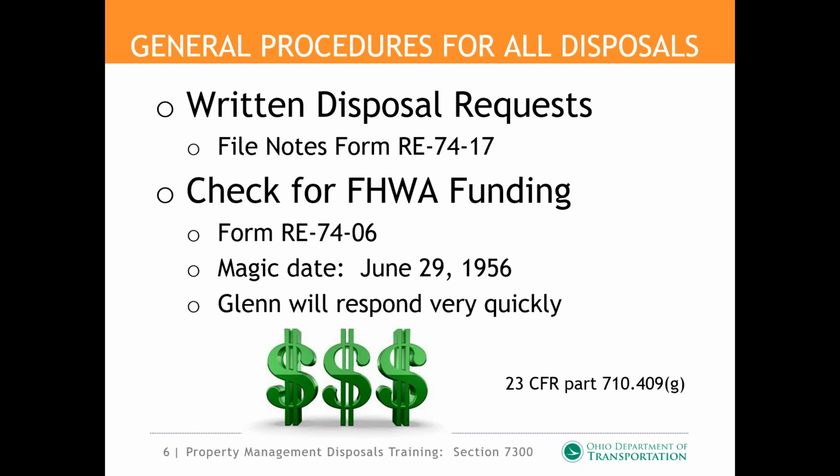The magic date. If any project authorization was prior to June 29th, 1956, prior to the Federal Highway Trust Fund establishment, even if it did have federal money in it, they are not requiring reimbursement. So if you have a project that was commenced before June 29th, 1956, we do not need to check for federal funding.